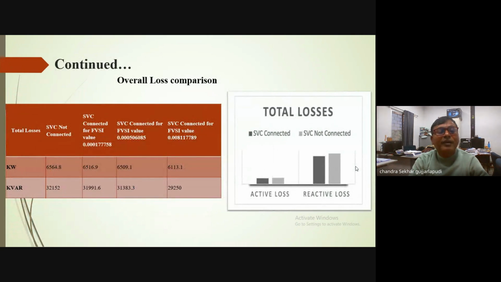After connecting that SVC, you see the loss and the reactive power loss also reduce. So previously you see the losses, and now you see the losses. Okay. So by having the data of the FBSI value using machine learning, you can choose the switching pattern. Based on that, you can operate the SVC, and that will improve the system performance. So this is the whole objective of the study.